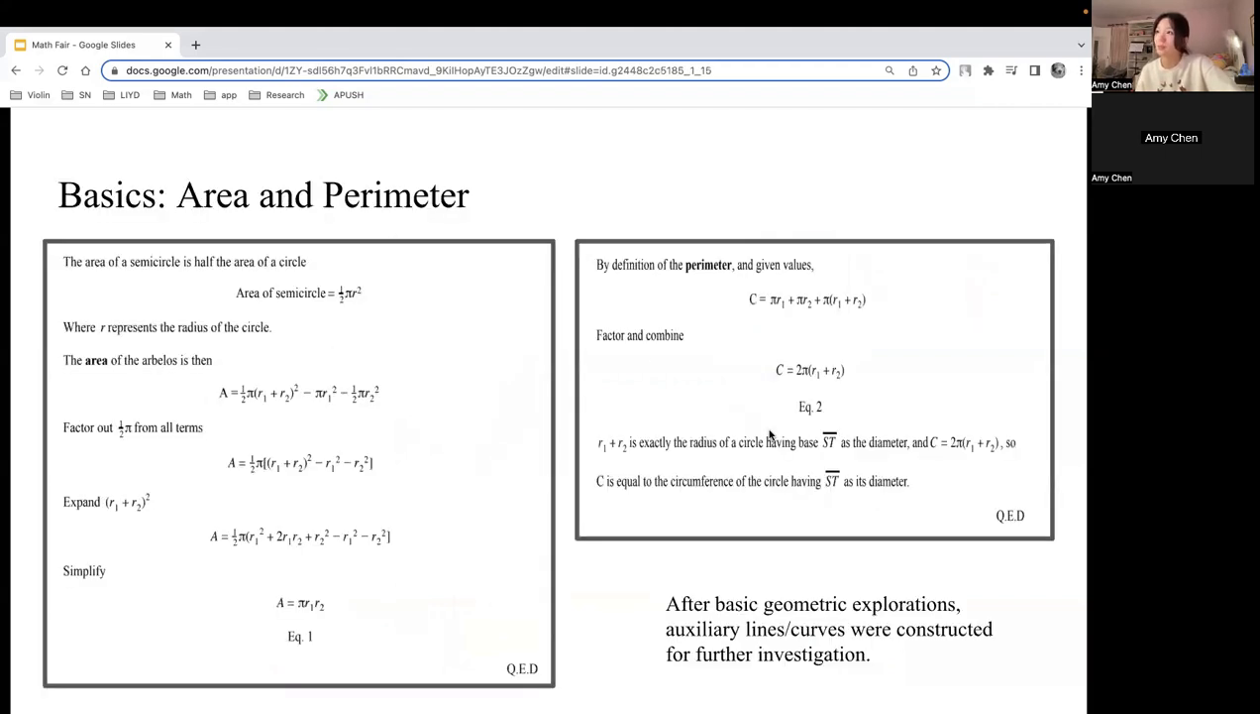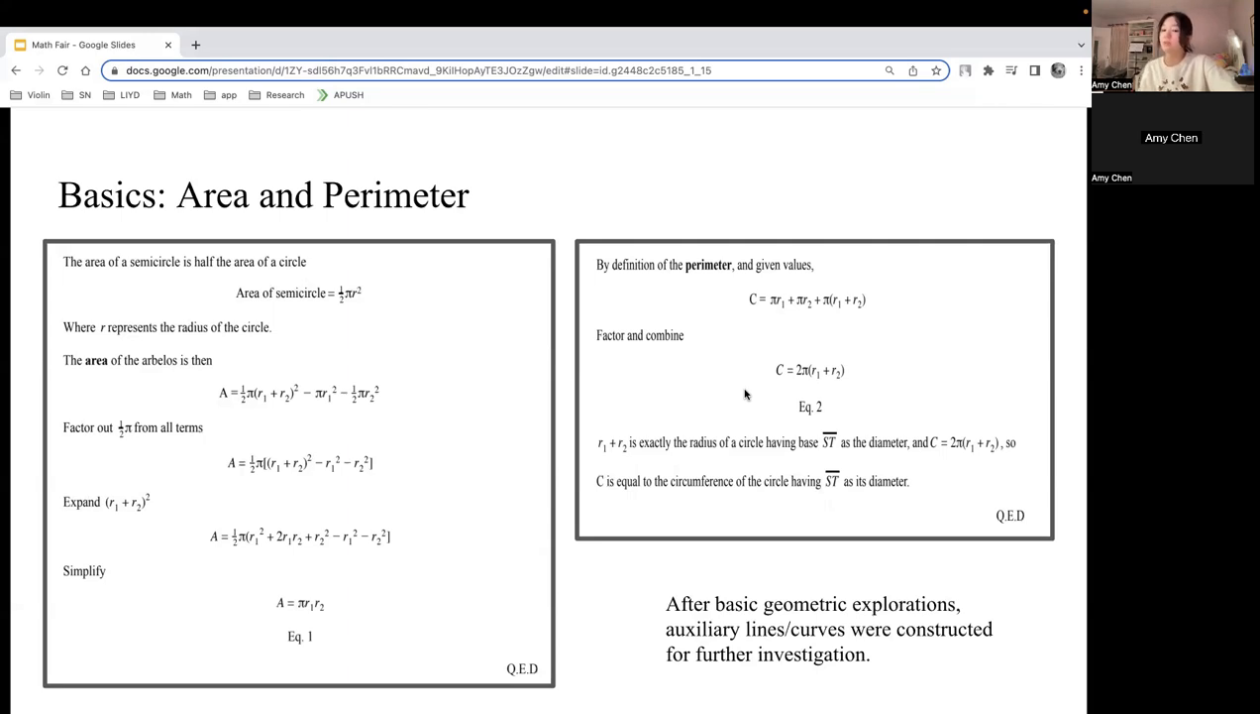Naturally, when exploring the properties of a geometric figure, we start with the basics, area and perimeter. These two derivations are trivial, as the Arbelos is simply a composition of semicircles for which the area and perimeter formulas are well known. From here, we arrive at the fact that the area A is equal to pi R1 R2, and the circumference C equals 2 pi times R1 R2. Note that R1 plus R2 is the radius of a circle having ST as the diameter, so C is equal to the circumference of the circle having ST as a diameter.